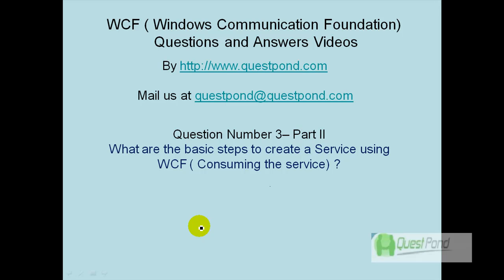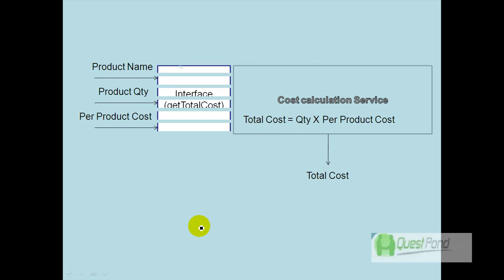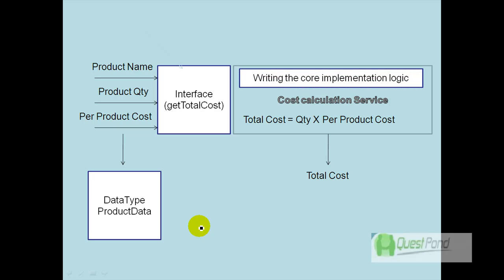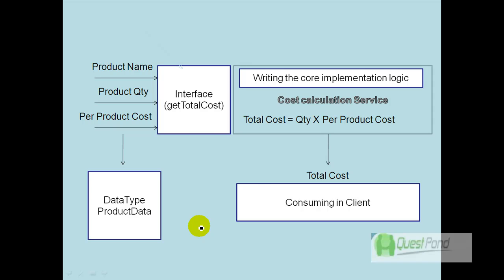In the previous part of the question, we had created a service. Basically, we had created an interface which will help us fetch the service, and then we also defined our data type by which we can pass complex data types through heterogeneous systems. We wrote the core logic in a separate class, and now it is time to consume it in a client. So we'll create an ASP.NET application, consume this service, and see how it calculates the total cost.